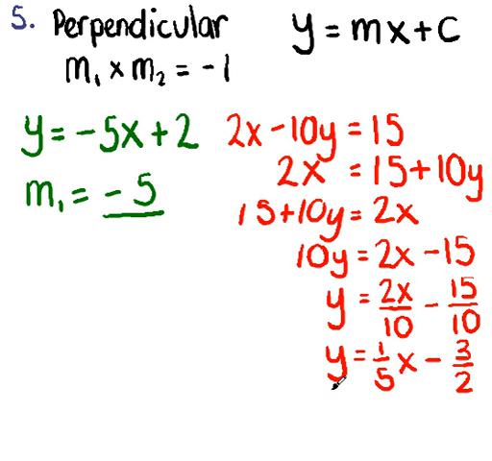So what we have now is our equation, exactly the same as the first equation, only we've rearranged it into the form we wanted. Now it's easy to read the gradient off, so the gradient m is going to be 1/5. So m2, the gradient of our second line, is equal to 1/5.